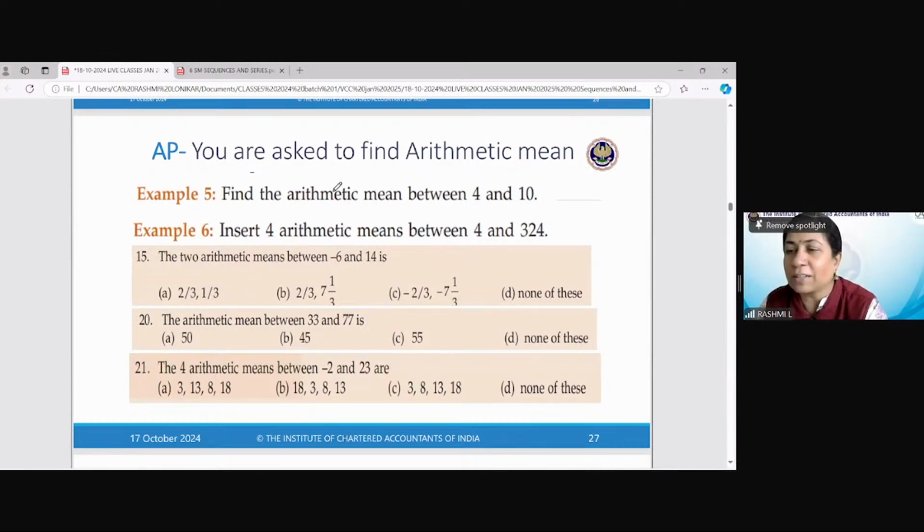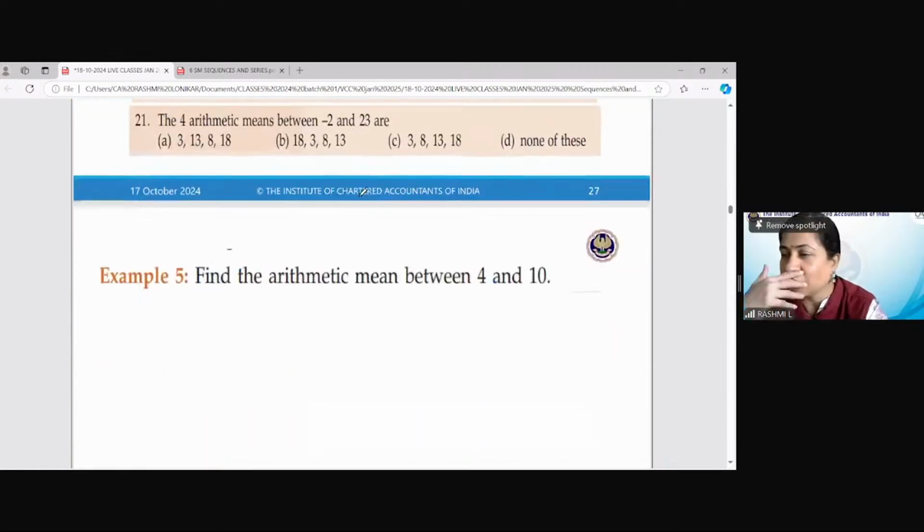You are asked to find the arithmetic mean. So now the first type is done, the second type will be sums on arithmetic mean. Those are also very important. Why? Because then you have the combination of arithmetic mean and geometric mean and sums based on those. Okay, so we could do that.